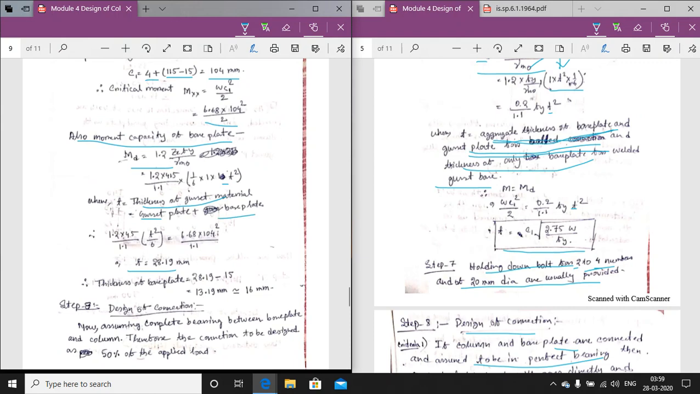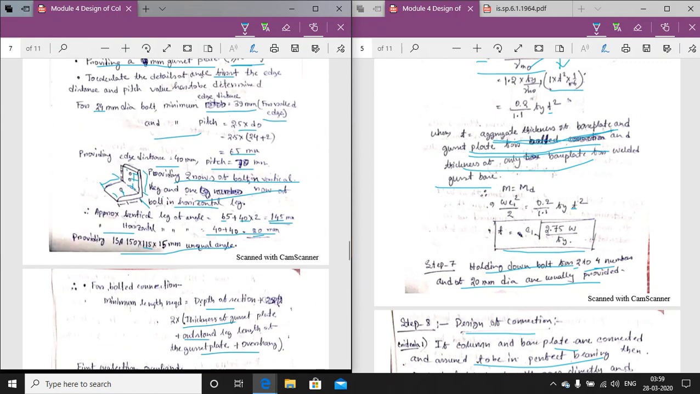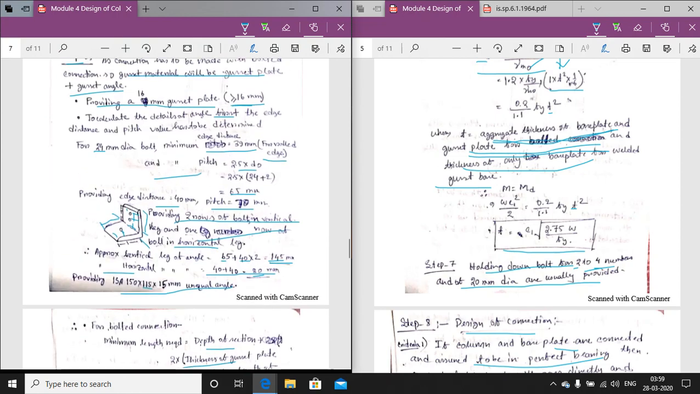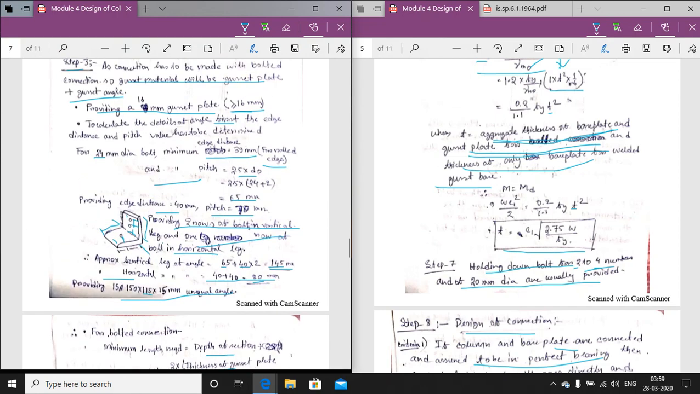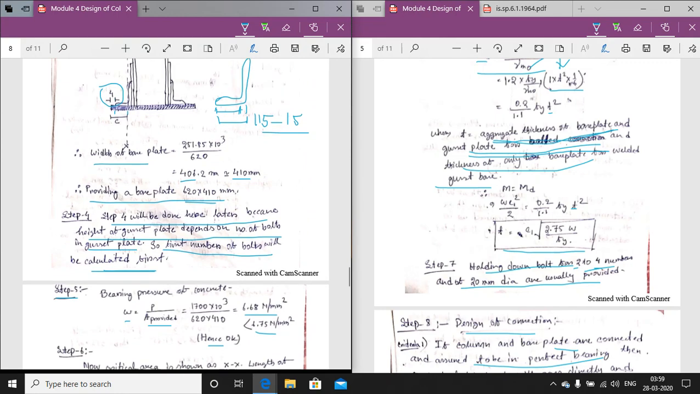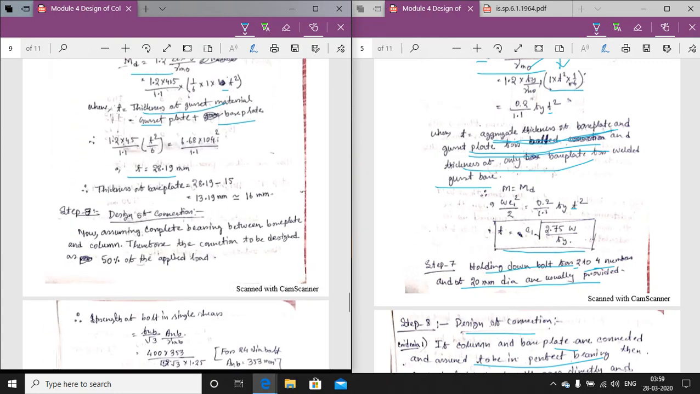Now what is the thickness of the gusset plate? We have assumed the thickness of the gusset plate to be 16 mm. So 29.16 is the value coming. 28.19 minus 15 mm is the thickness of the gusset plate, that is 13.19, taking it to be 16 mm. So the thickness of the base plate equals 16 mm, and 16 mm will be the thickness of the gusset plate. So step 6 is complete.